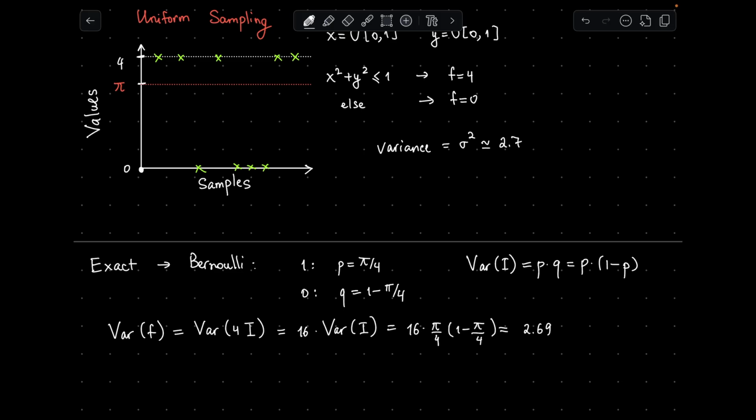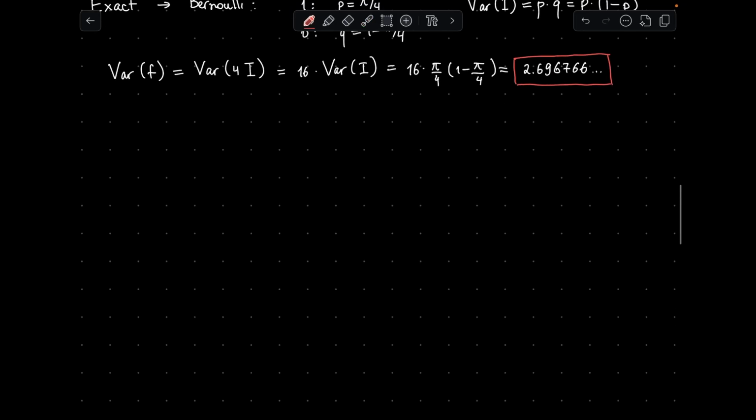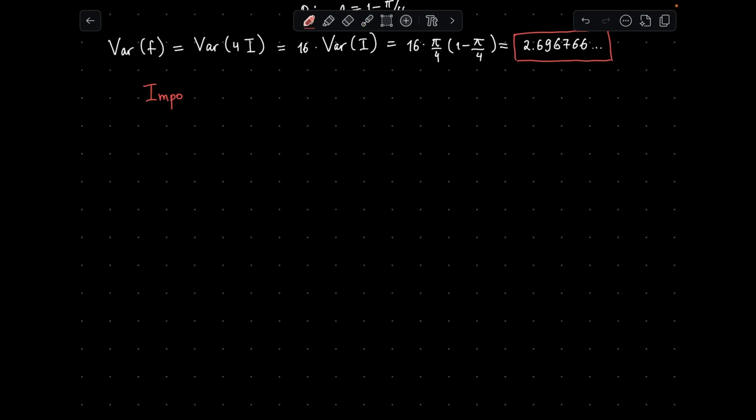So when writing the code for variance reduction techniques, it's a good idea to first implement the uniform sampling and to make sure that its variance is close to this value. Now we can start talking about some variance reduction techniques.